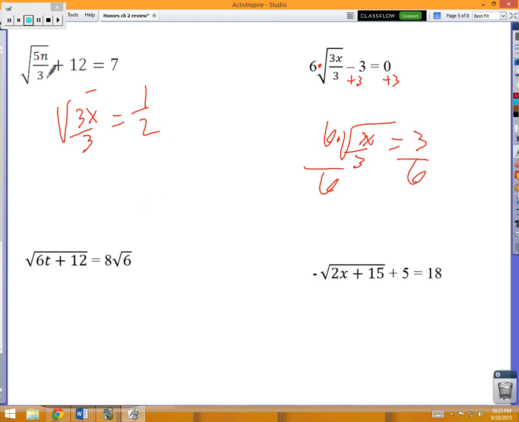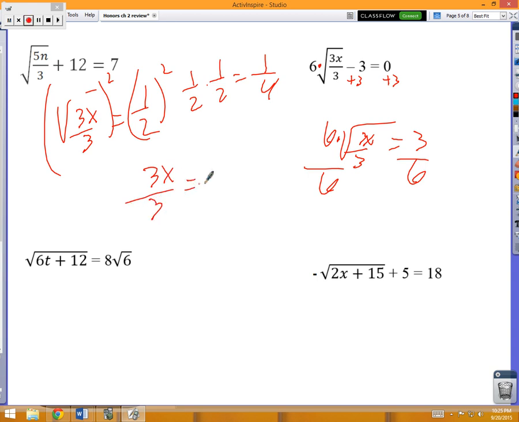Now you got to lift off the radical. So you got to square this, square this. 1/2 times 1/2 is 1/4. So you got 3x over 3 equals 1/4.